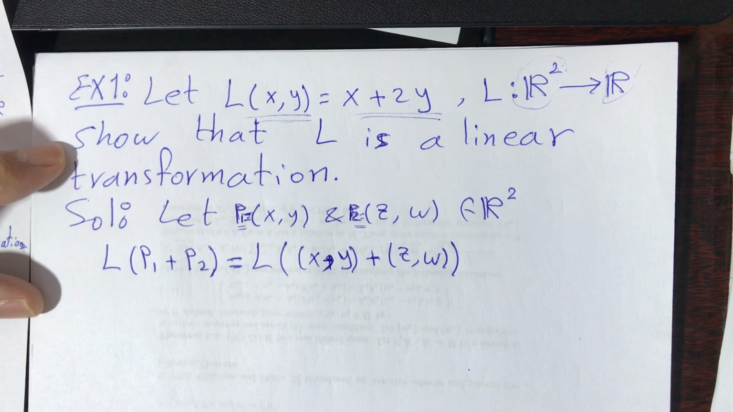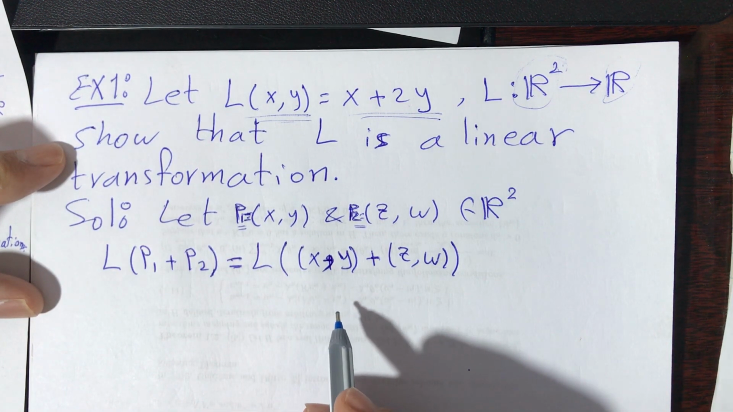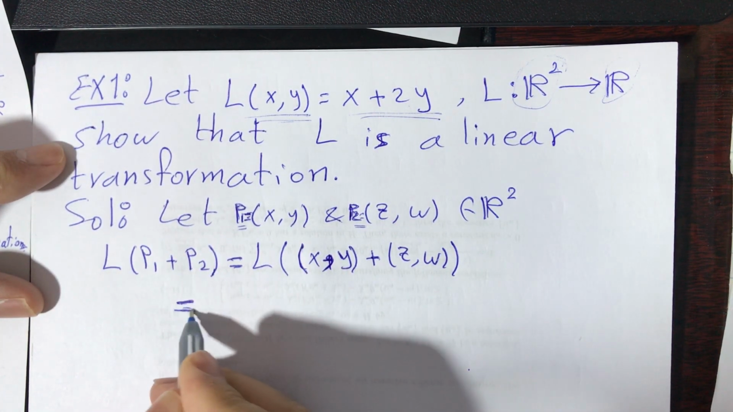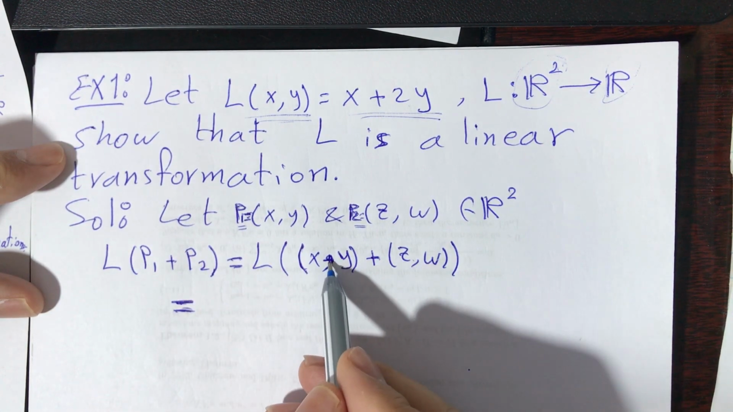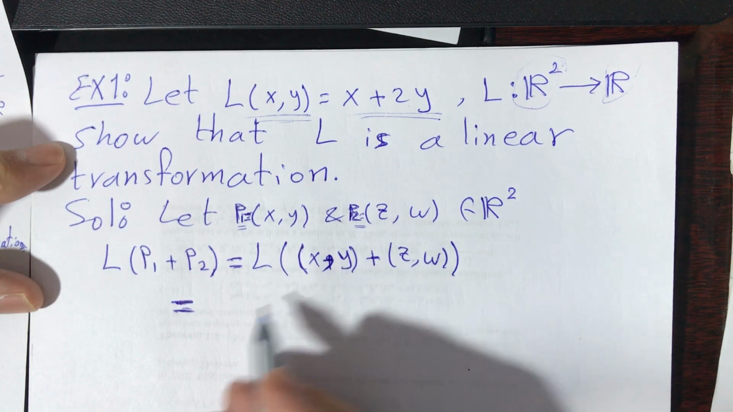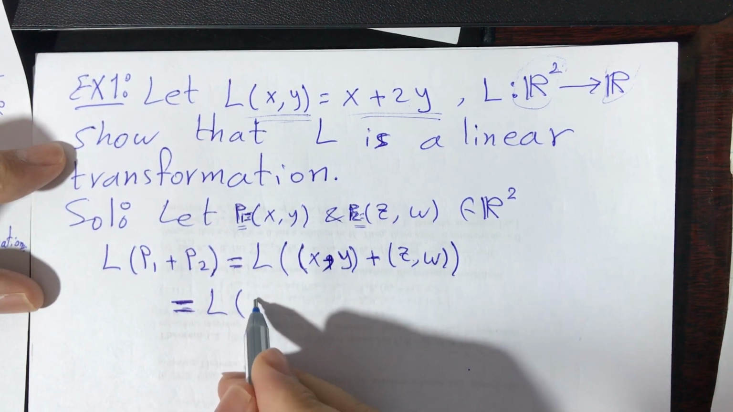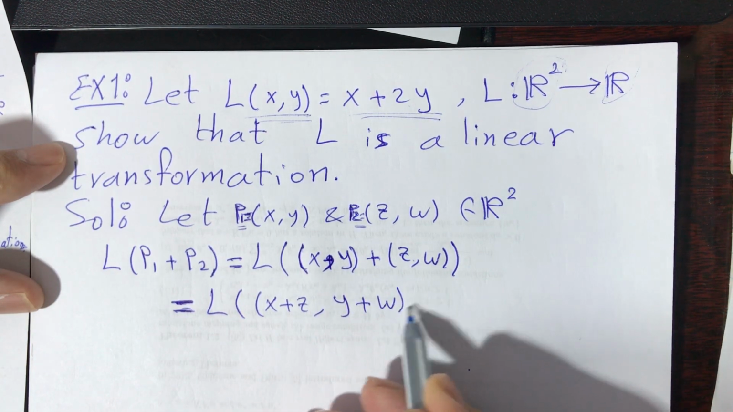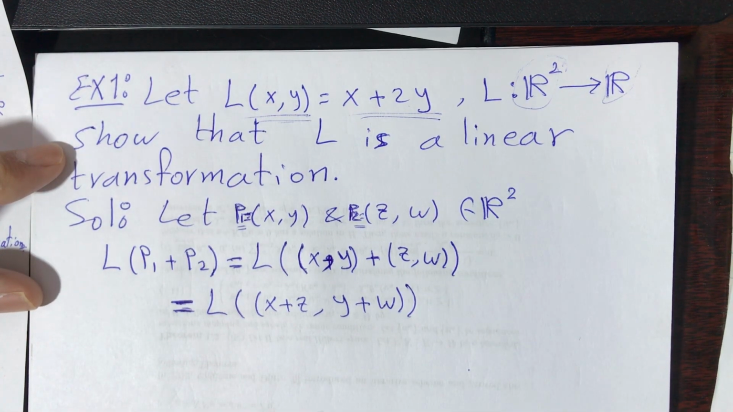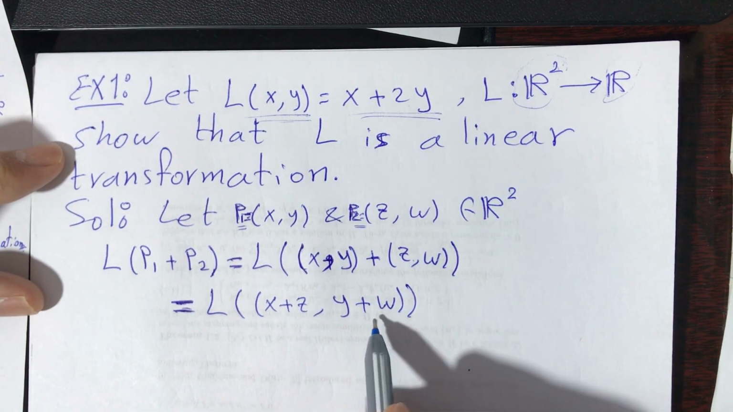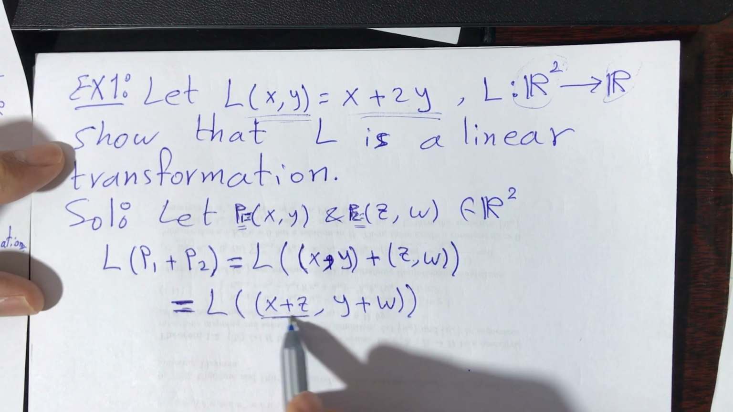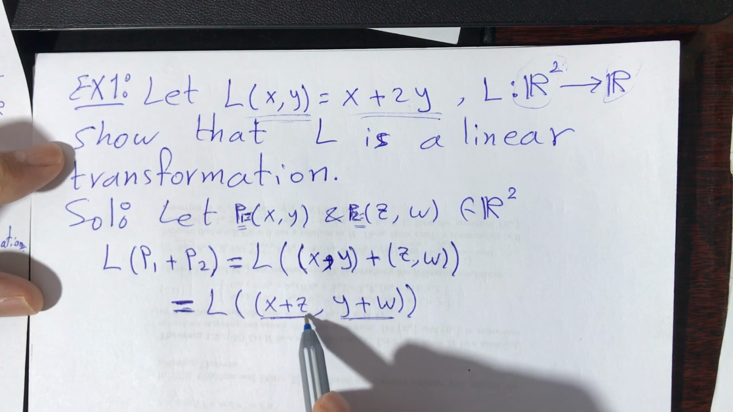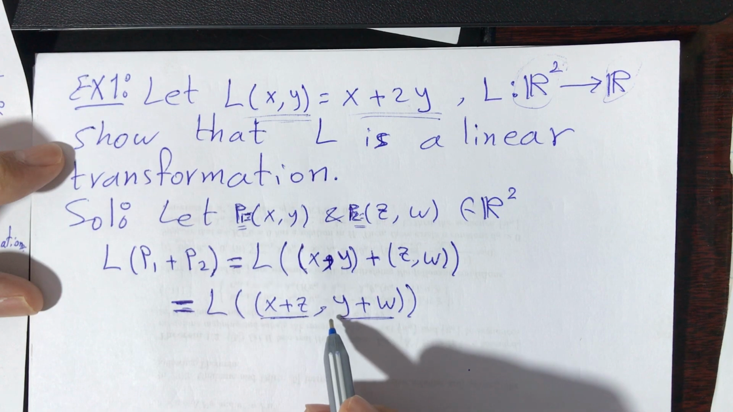And now try to satisfy the first condition. Look here, I can sum these two vectors because this is the summation in R2, defined like this: x plus z and y plus w. This is in R2. This is just one pair, where x plus z is the first argument and y plus w is the second argument.